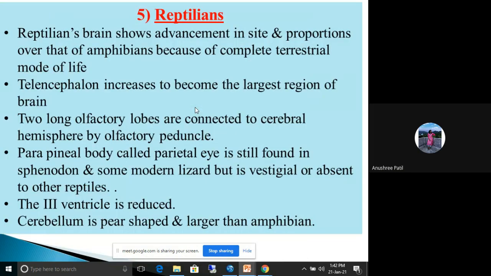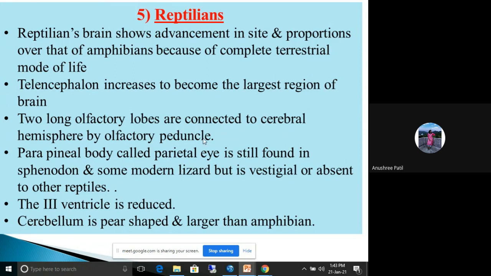Next is the reptile brain. It is more advanced than the amphibian because of the terrestrial mode of life. The telencephalon, or cerebral hemisphere, becomes the largest. Two olfactory lobes are connected to the cerebral hemisphere by olfactory peduncles. The parapineal body is called the parietal body. Only in some modern lizards is there a parietal eye or parietal body. All animals have a pineal body, but only reptiles have a parietal body as well.